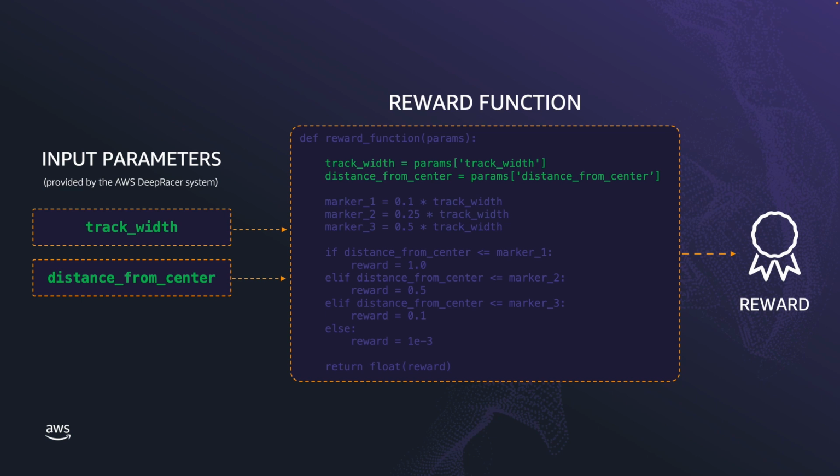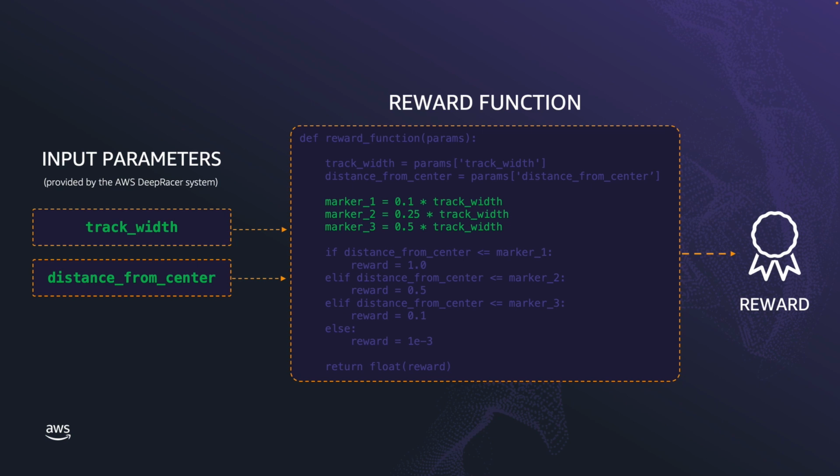Next, we use the track width to divide the track into 3 zones, assigning each zone to a variable called marker. Marker 1 is quite close to the center of the track, marker 2 is further out, and marker 3 is even further out. Finally, we use the distance from center together with the markers to issue rewards based upon how close the agent is to the center of the track.